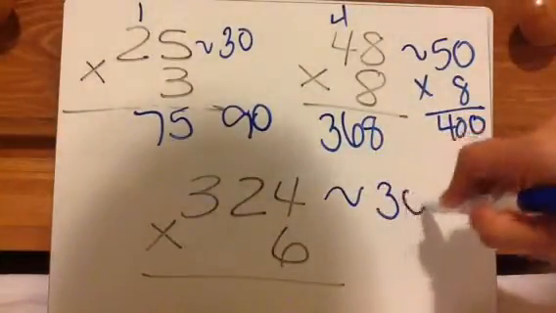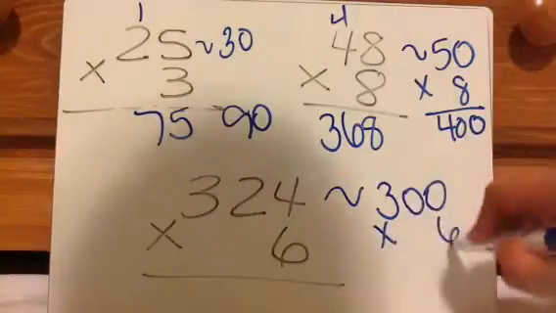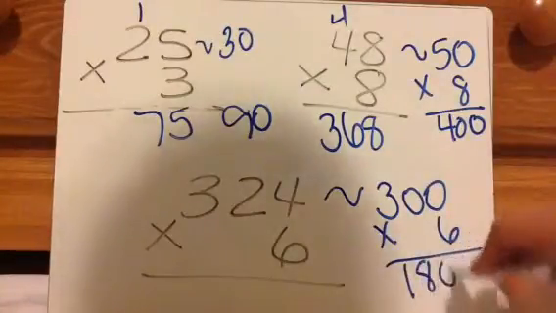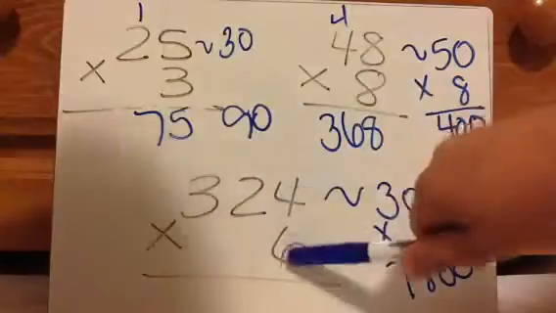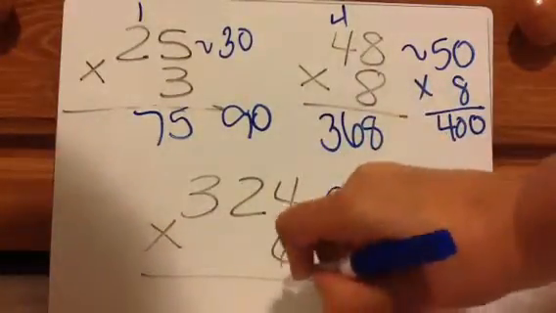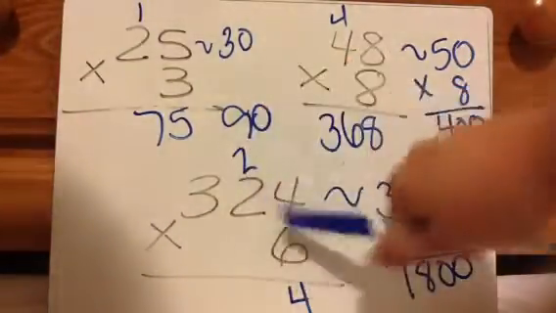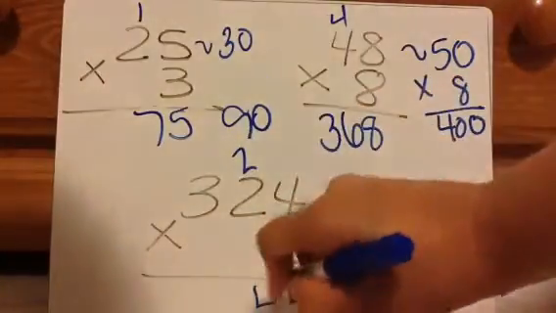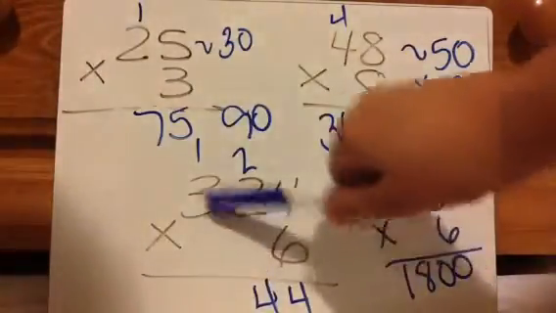So same with this, 3-digit by 1-digit. 324 is close to 300. 300 times 6 is 1800. So now I can do the problem. 6 times 4, 24. 6 times 2 is 12, plus 2 is 14. 6 times 3 is 18, plus 1 is 19.